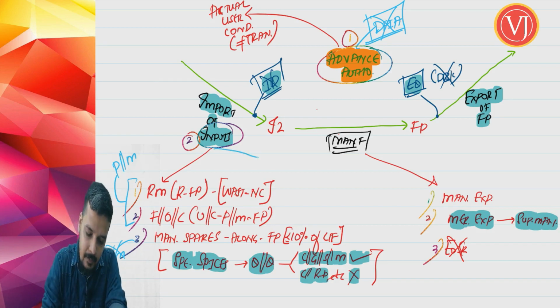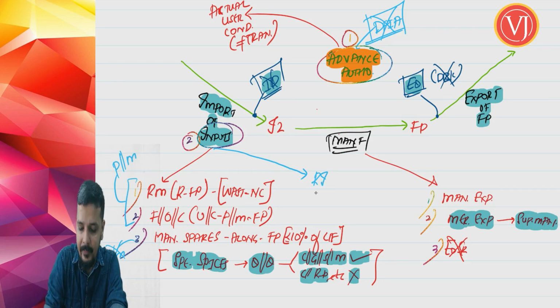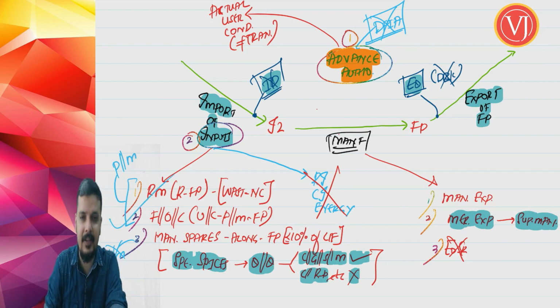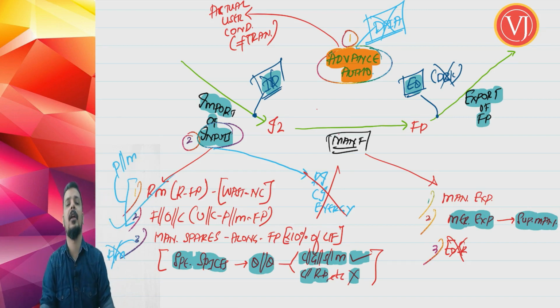Now certain items are not eligible. If at all you are talking about certain inputs, you cannot import using advance authorization. That are restricted items under your ITCHs, right? Canalized items under your ITCHs, and energy. These inputs, friends, you cannot import. Only the first category, normal inputs, you can import, but these inputs cannot be imported under advance authorization.